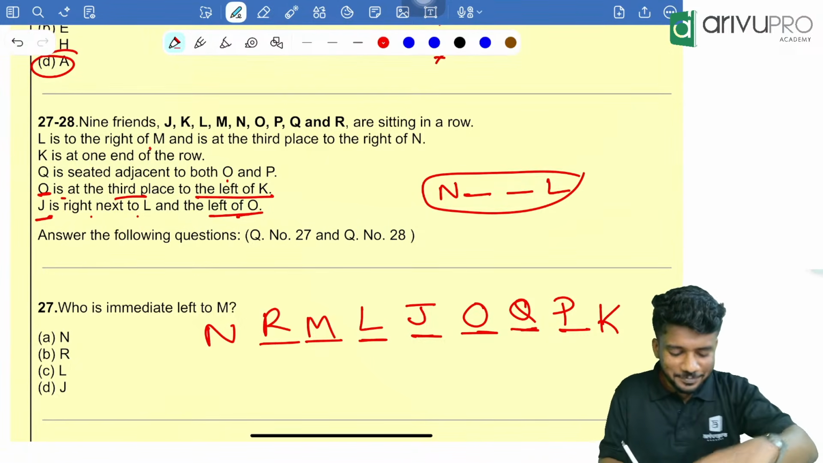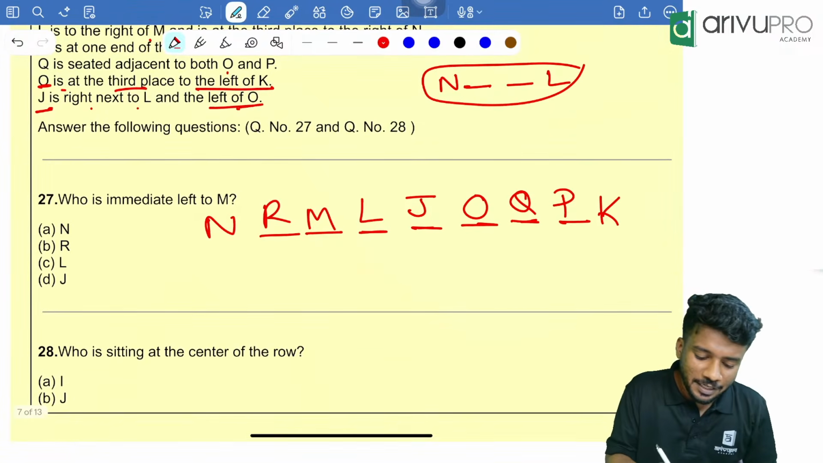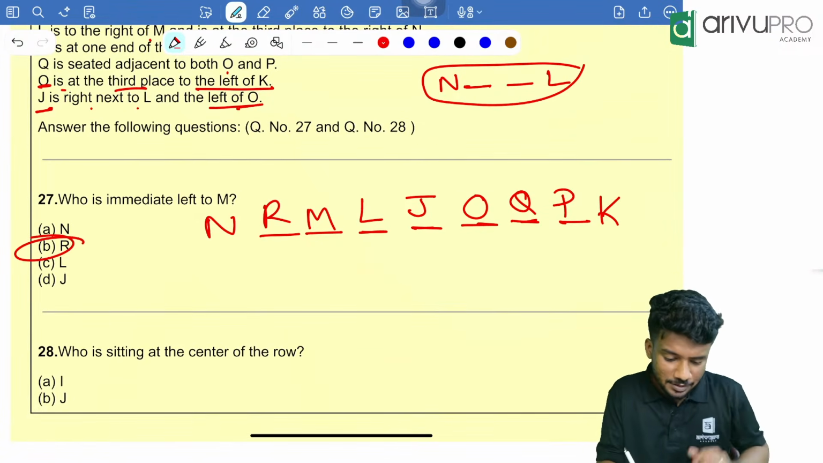R is over here. Now, who is immediate left of M is the question. R is the answer. Next one.